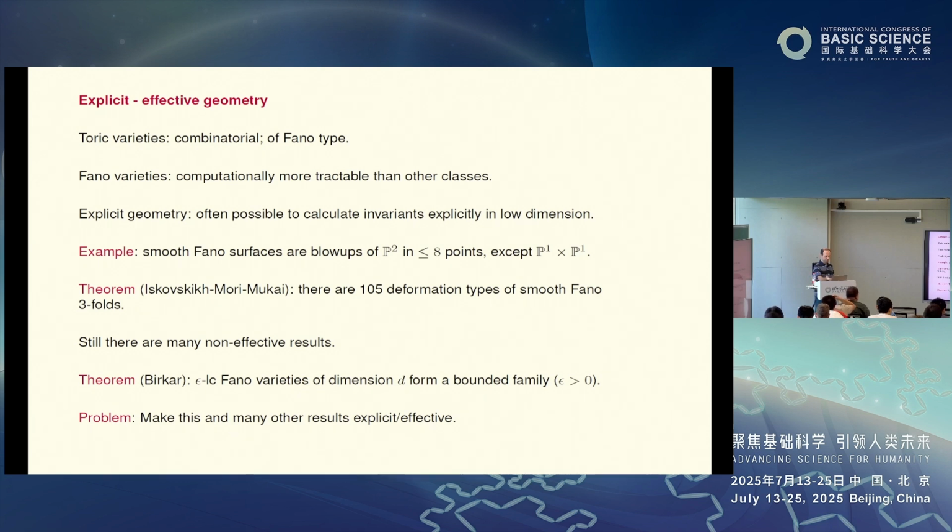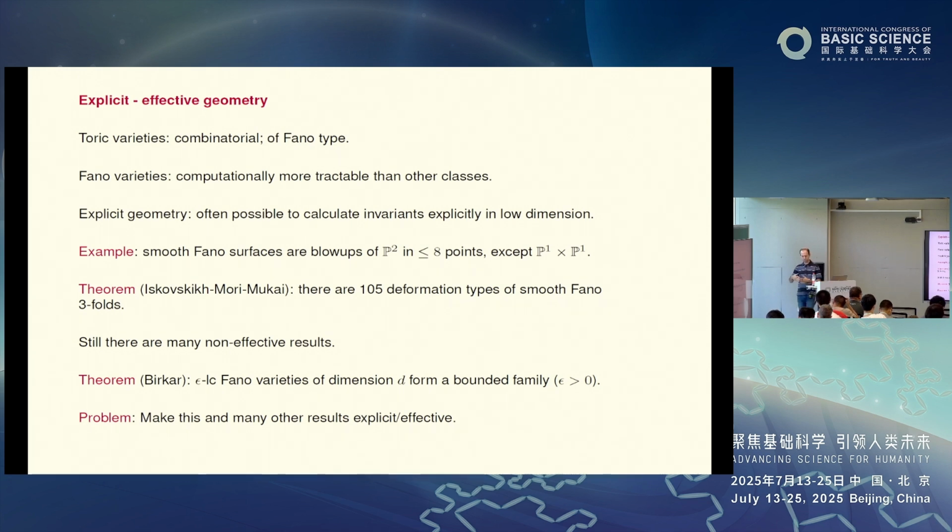So a very simple, not maybe so simple, but at least easy to state fact is that if you look at all the Fano surfaces, then except P1 times P1, they all come from P2 by just blowing up a few points. So this is a very concrete, explicit way of talking about these spaces. So this is what I mean by explicit and effective. In dimension 3 also, there is a whole classification of all the smooth Fano varieties by Iskovskikh, Mori, and Mukai.